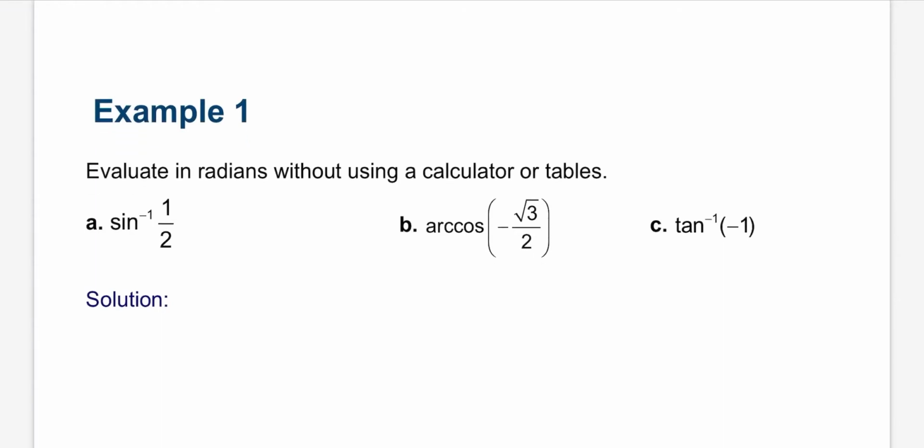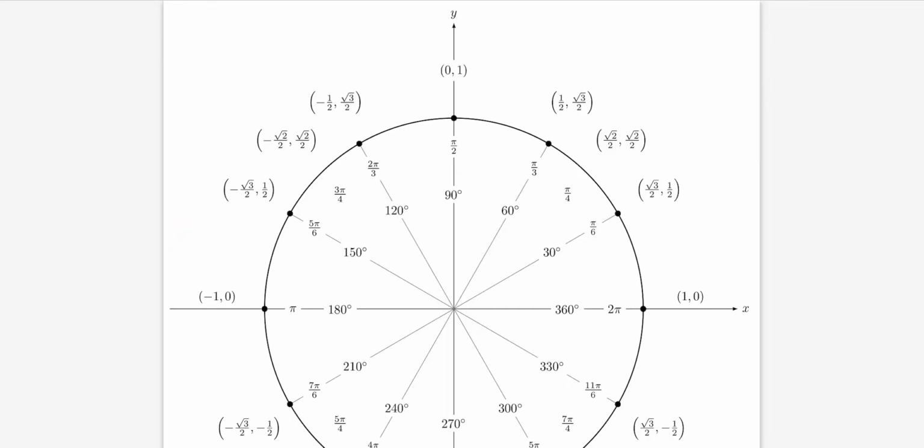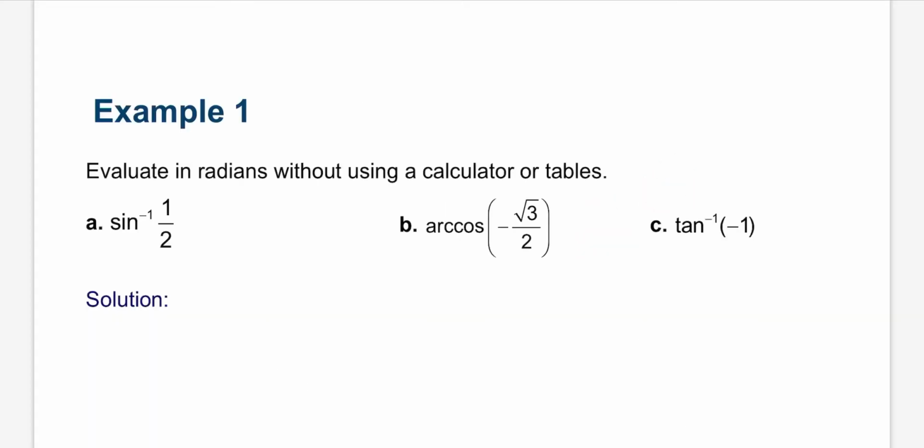So the inverse sine of a half, so we can use our unit circle. So we're looking for the angle that has a sine value of a half. So if you go to your unit circle, inverse sine is only defined in quadrant 1 or quadrant 4. So if you look at the y-coordinates, that sine of a half, that would be this angle, which is pi over 6. So for A, this would be pi over 6.